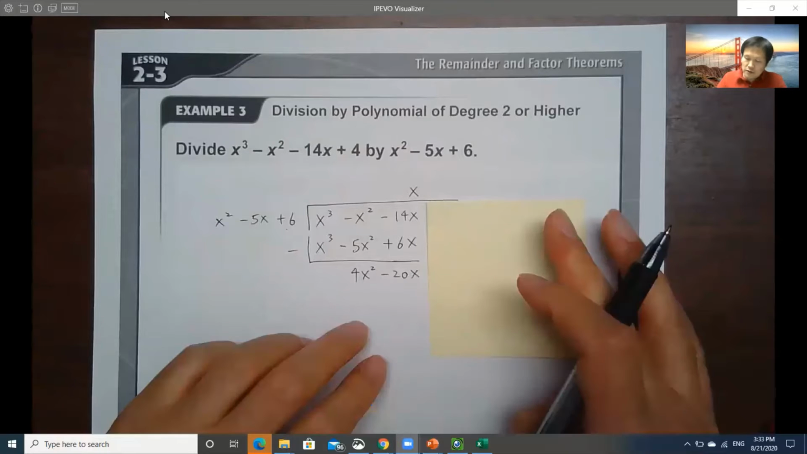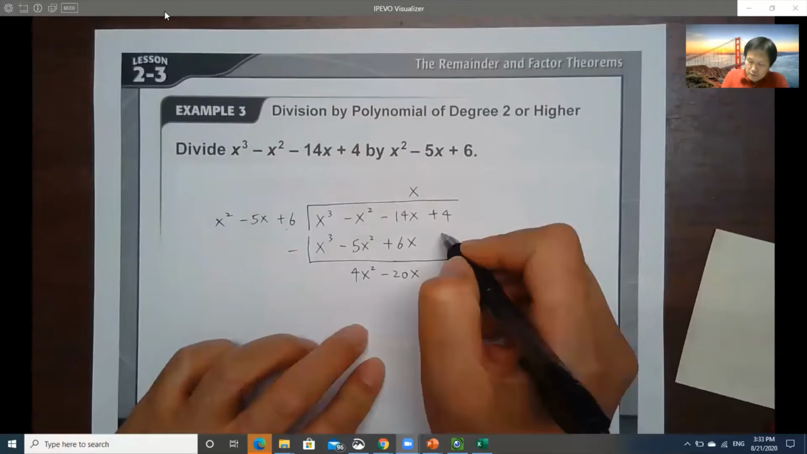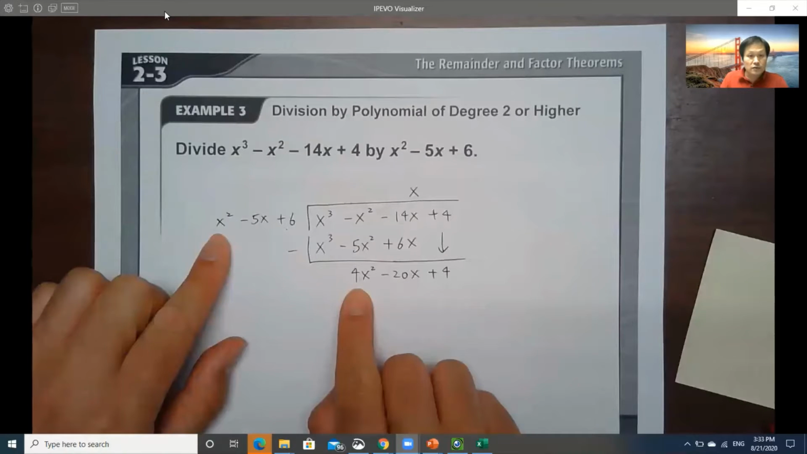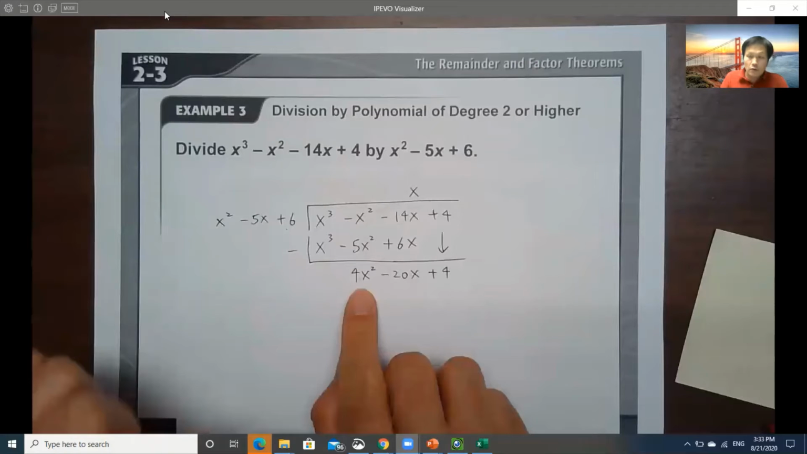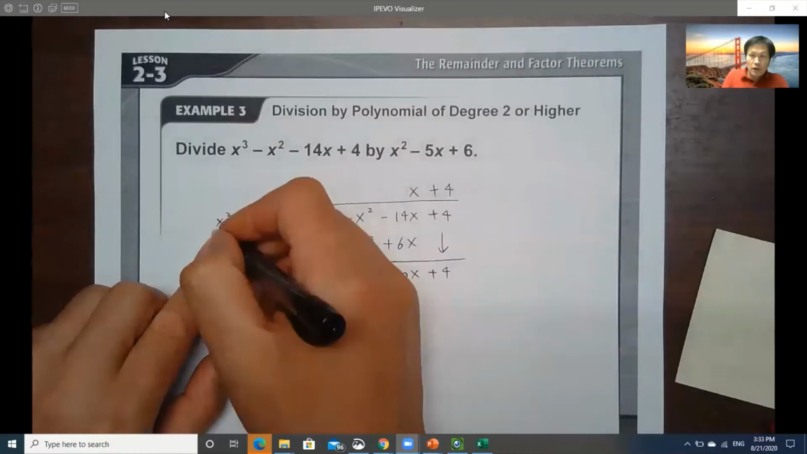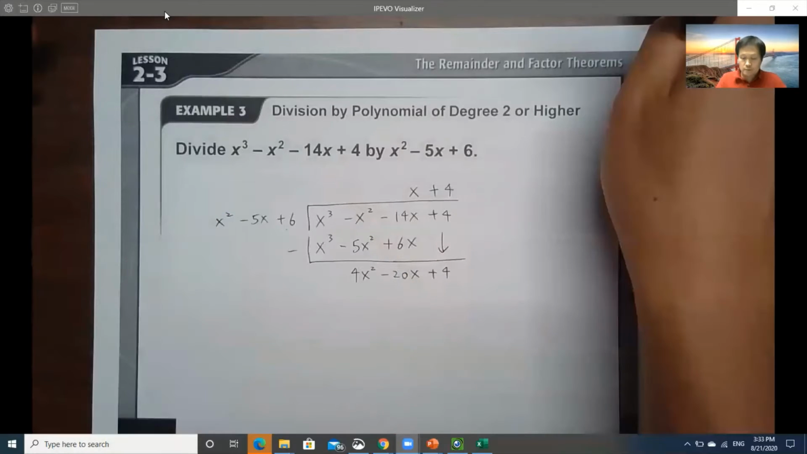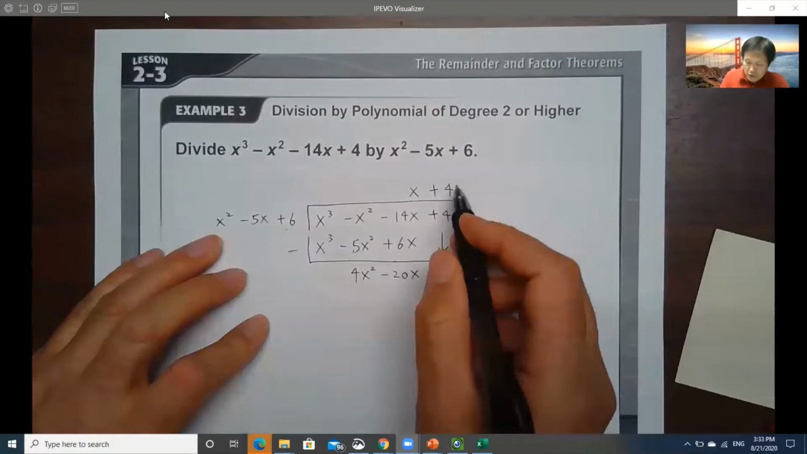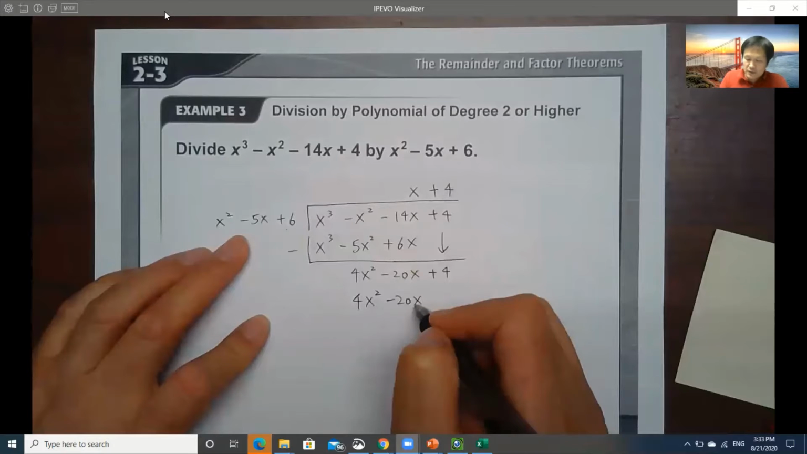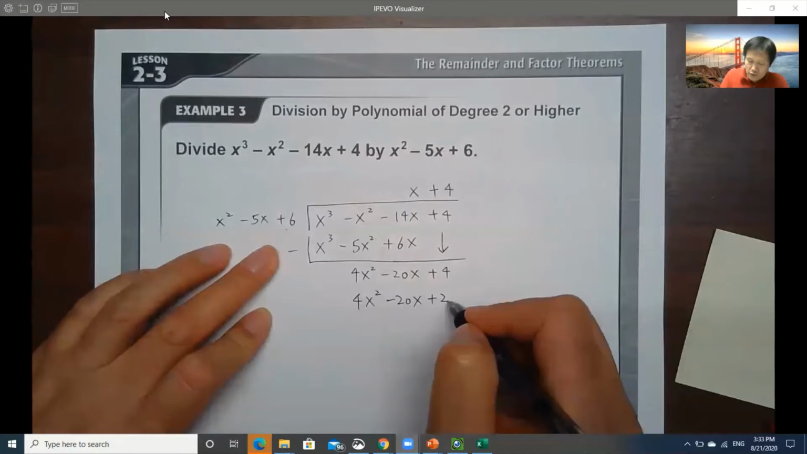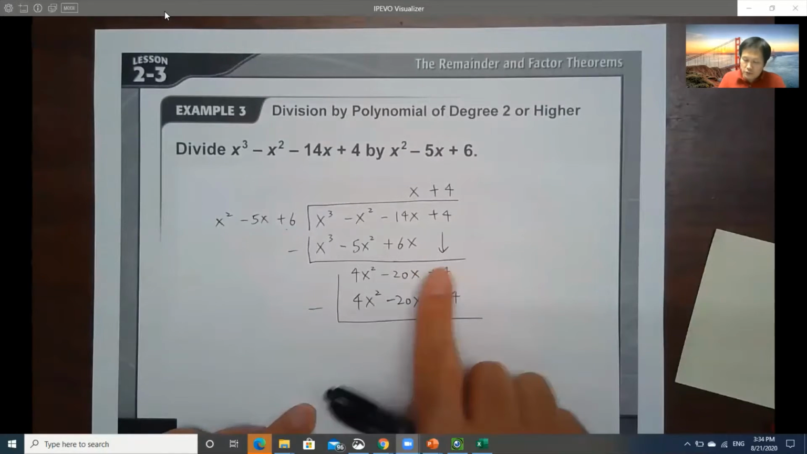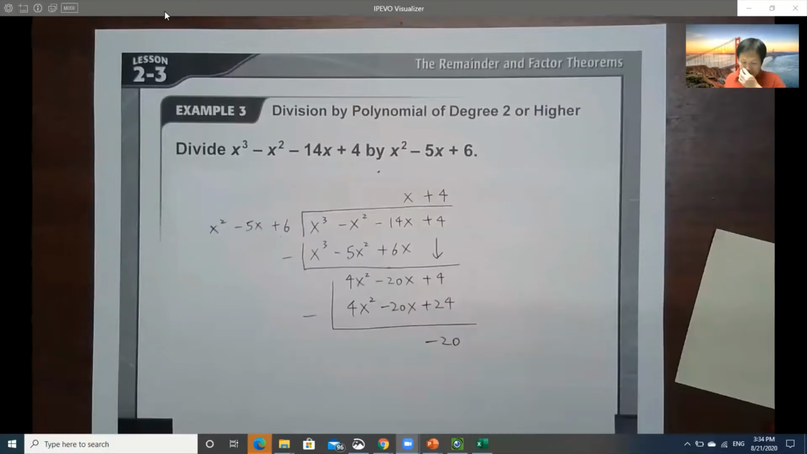Okay, bring the next term down, which is plus 4, and we're going to continue. First term to first term, what do I multiply to x squared to match 4x squared? Plus 4. So we get 4 times x squared, 4 times minus 5x, 4 times 6. Put an L shape, subtract, gone, gone. 4 minus 24 is minus 20. Is that correct? Okay.